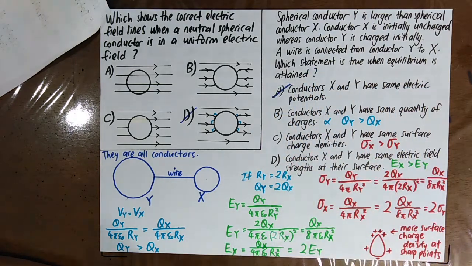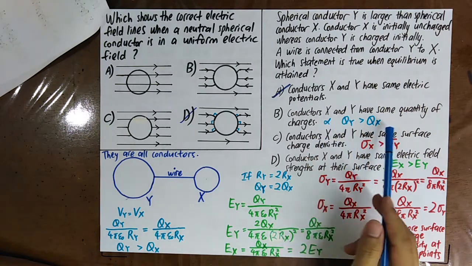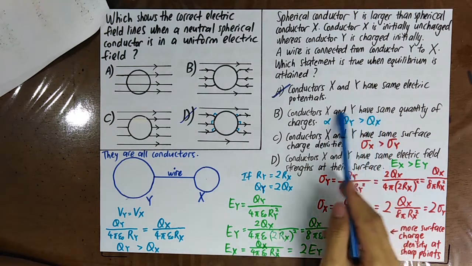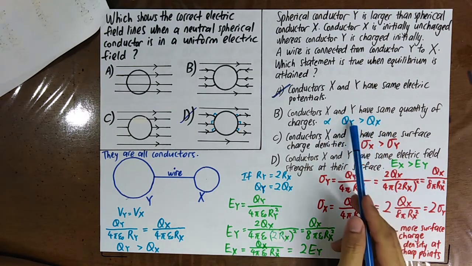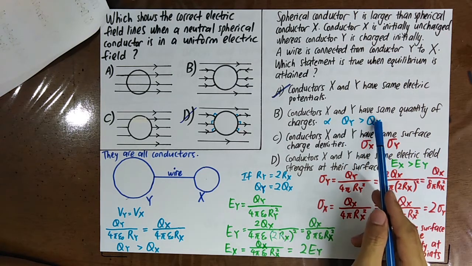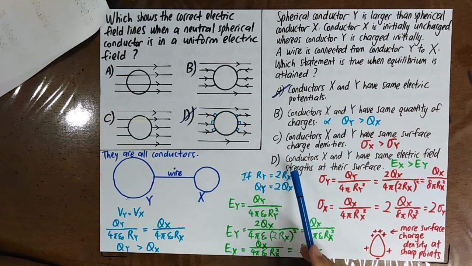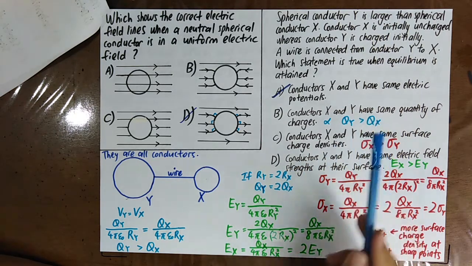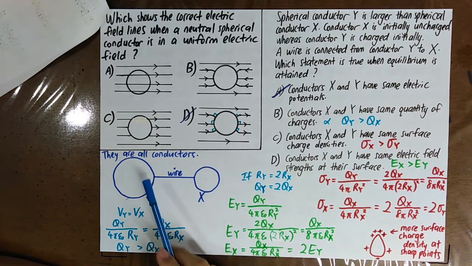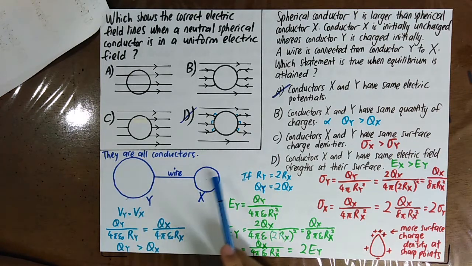So this is correct. Now I want to prove to you that Qy is larger than Qx. That means the charge of Y must be larger than the charge of X. But I really need a numerical value so that I can prove this more easily. So let's assume that this is twice larger than this. We assume Ry is 2Rx.